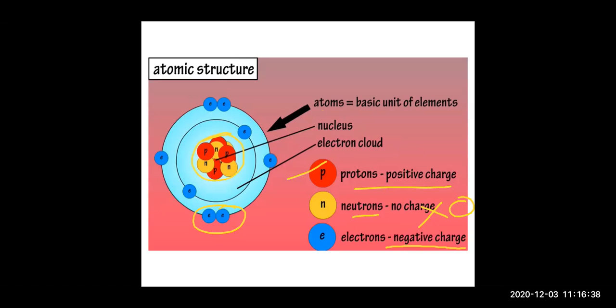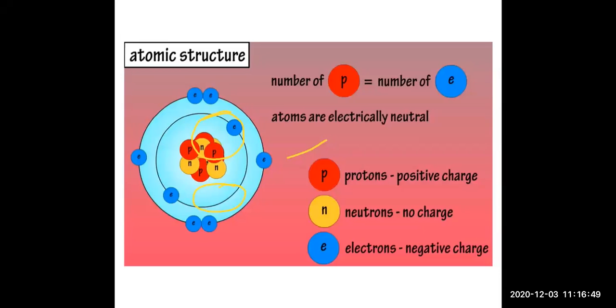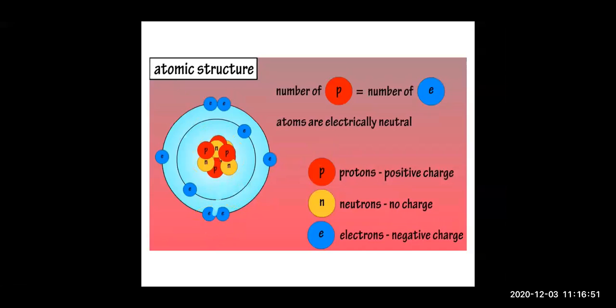So atom is the basic unit of element. So elements are made up of small atoms, right? So this is all about atom. So we know that there are two types of charges. First is positive charge and other is negative charge.